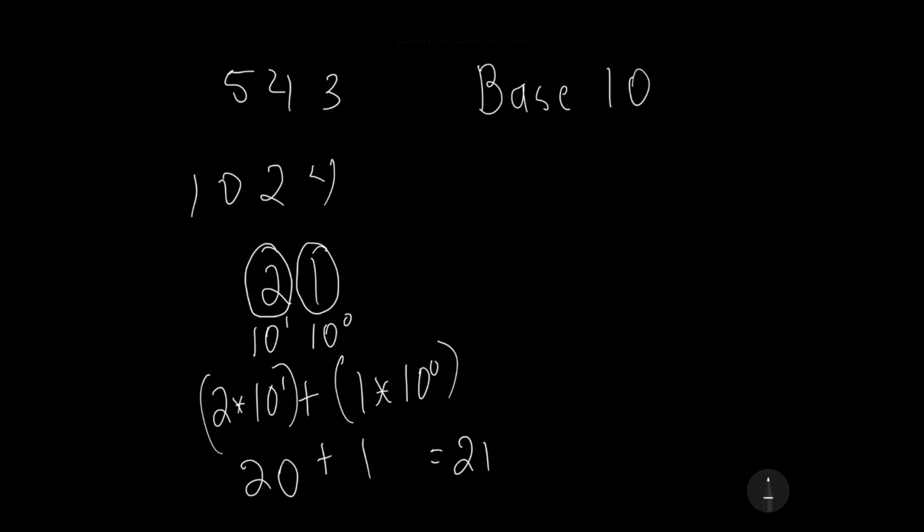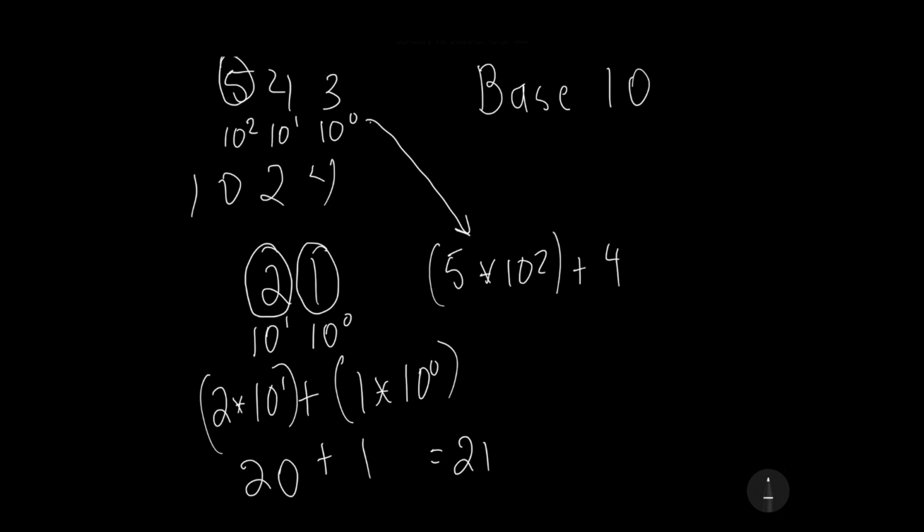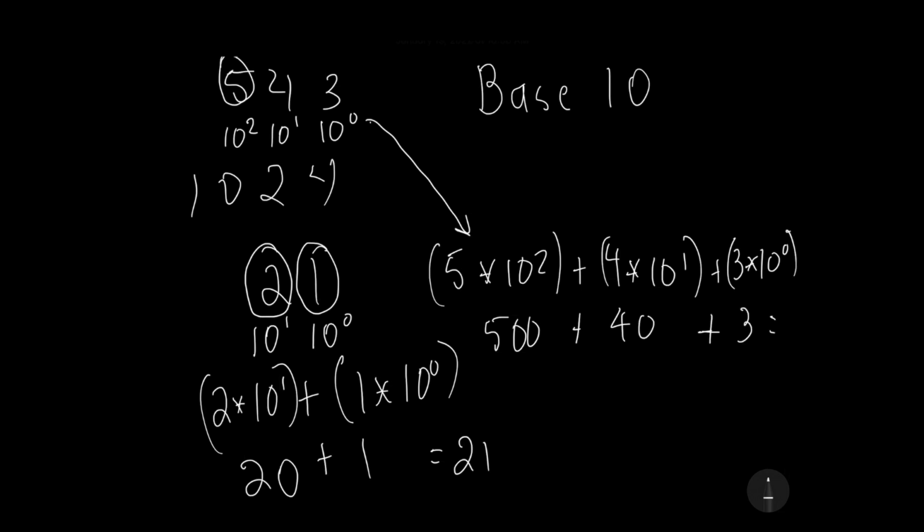Similarly, here we've got 543. We're going to go even further: 10 to the power of 0, 10 to the power of 1, and 10 to the power of 2. Let's move our calculation over here. We're going to do 5 times 10 to the power of 2, plus 4 times 10 to the power of 1, plus 3 times 10 to the power of 0. That's going to give us 500 plus 40 plus 3 equals 543.